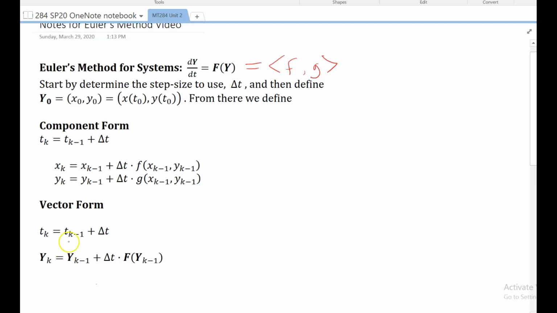Here's the vector form of Euler's method. To get the next y value, we're going to take our previous y, add on delta t times f of the previous y.